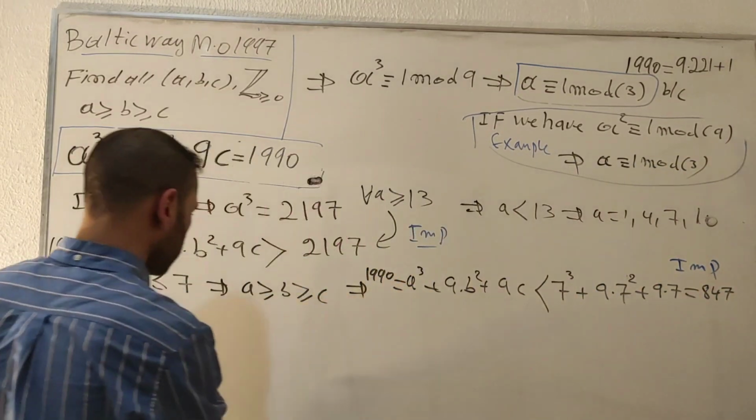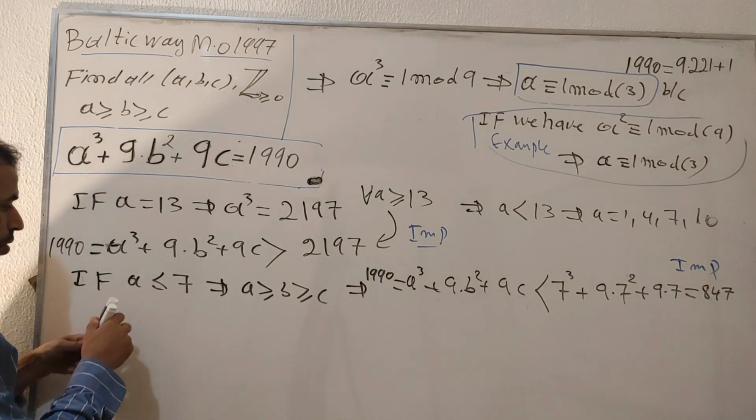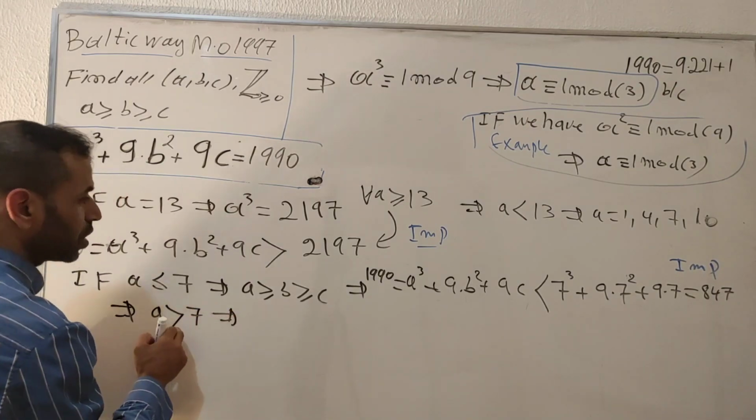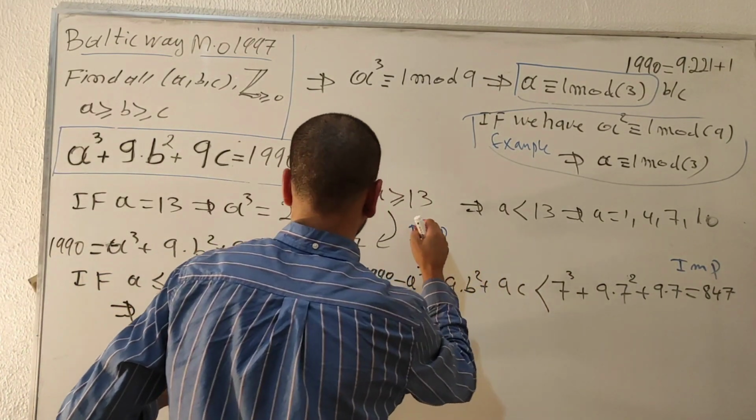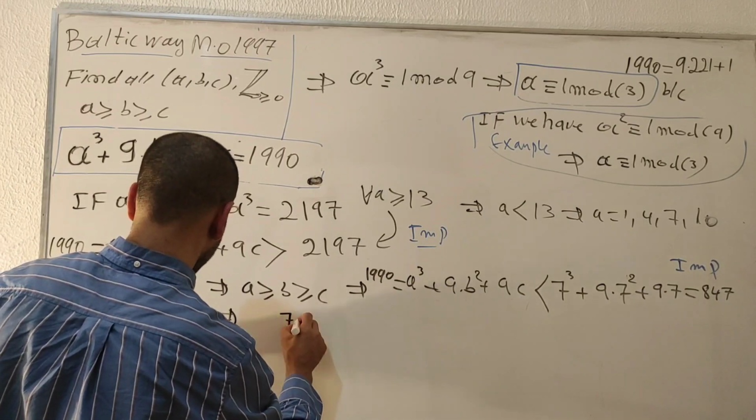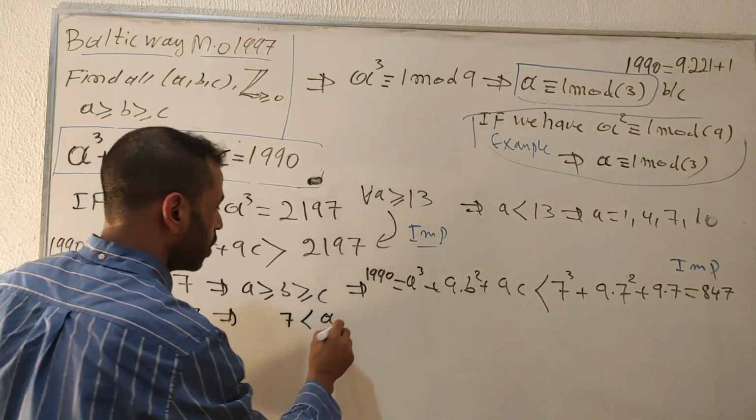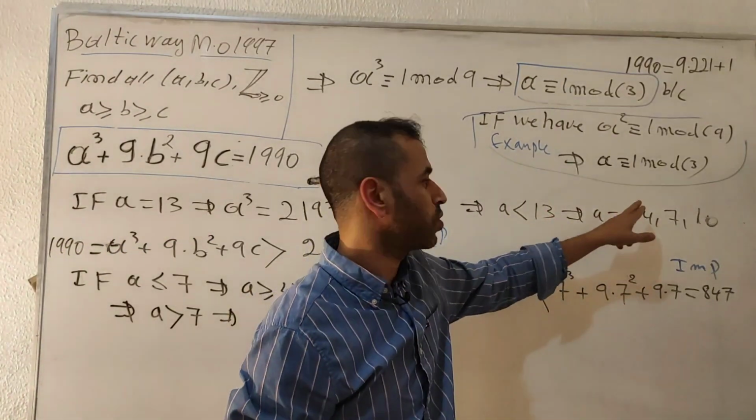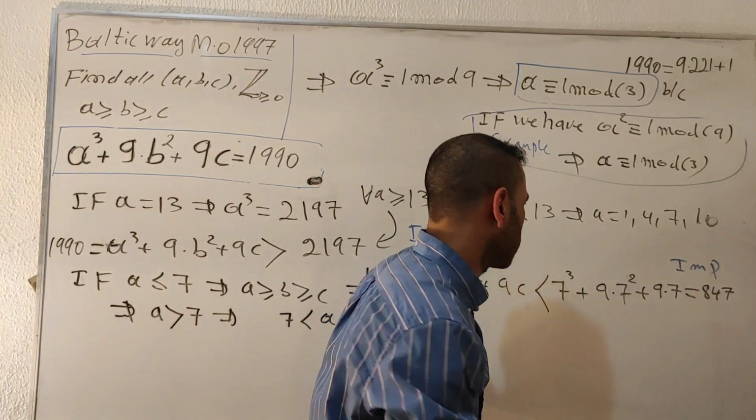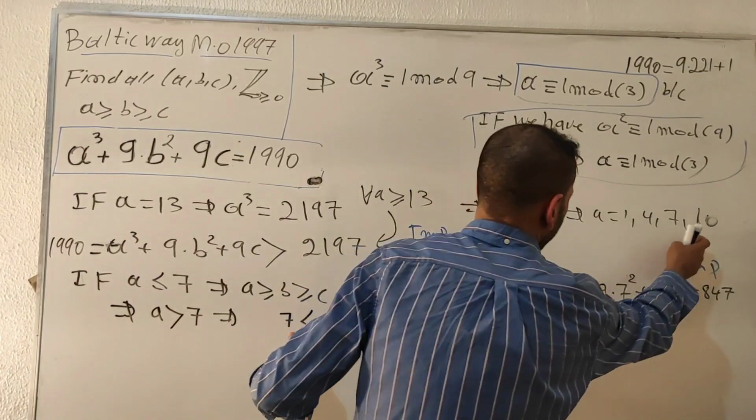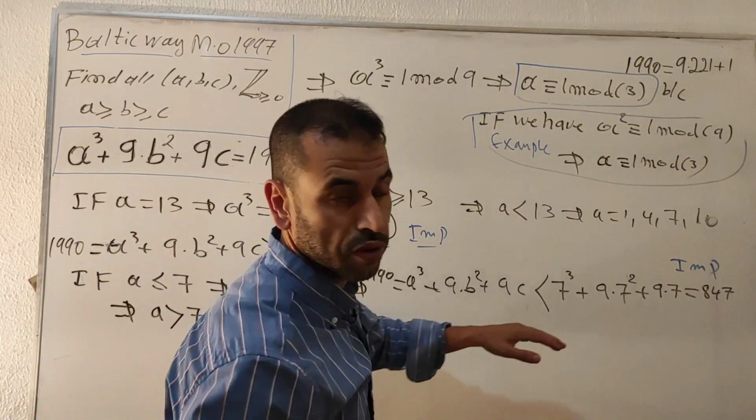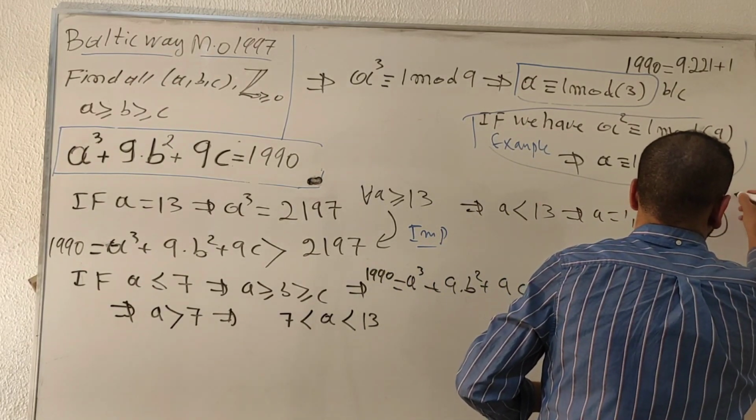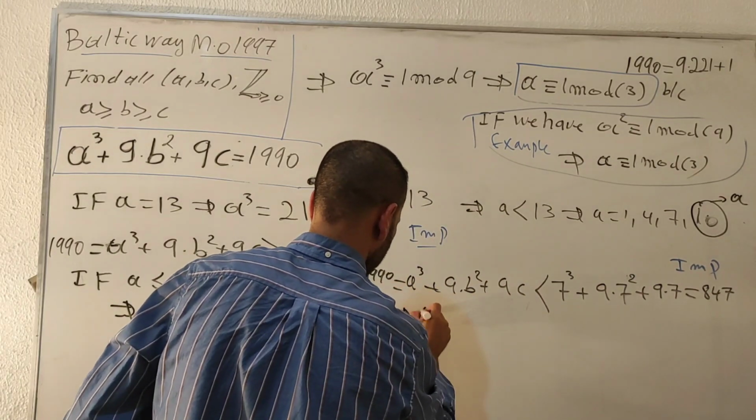What does impossible mean? It means a is not less than 7, but a must be strictly greater than 7. So let's take this one and this one together. We know 7 is strictly less than a, which is strictly less than 13. But the potential values that we found for a are just 1, 4, 7, 10. Since 7 and 13 are not included for these values of a, a is going to take this one. This is a, which means a equals 10.